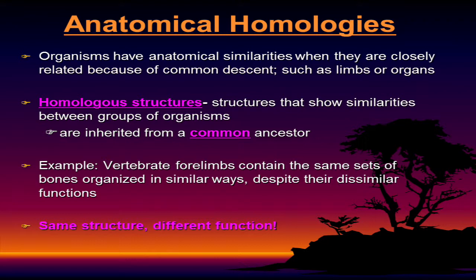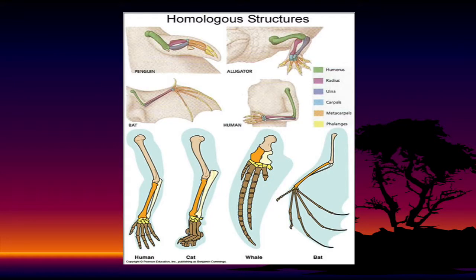The most common examples of homologous structures are the forelimbs of vertebrates. A vertebrate is an organism that has a backbone. Check out this picture showing the forelimbs of a human, a cat, a whale, and a bat. Remember, homologous structures are similar structures but used for different functions. So, the penguin uses its flipper for swimming, the alligator uses its leg for swimming but also walking on land. The bat uses its wings for flying.